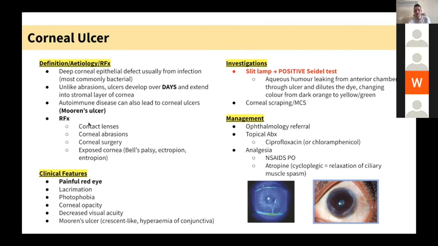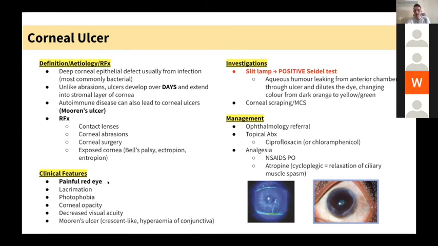A few different risk factors, so corneal contact lenses, as I said. If you have pre-existing corneal abrasions, any surgery or any exposed cornea as well. So if you think with Bell's palsy, if one side of your face is paralyzed, you can't actually blink properly, so it's exposed. And an ectropion as well, where your eyelid kind of hangs down and exposes your eye.